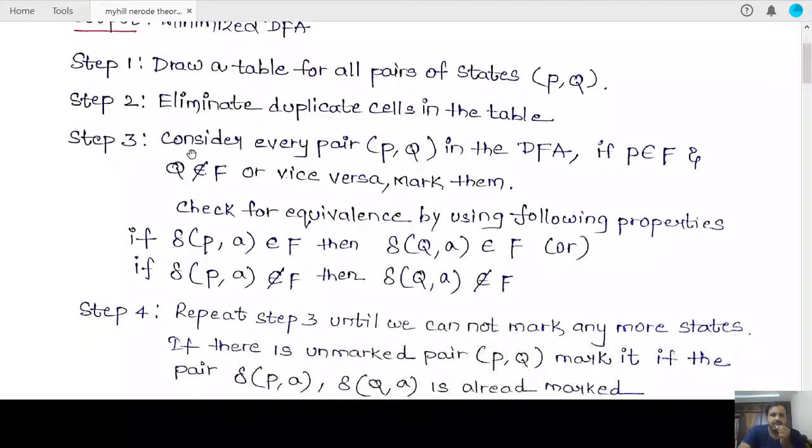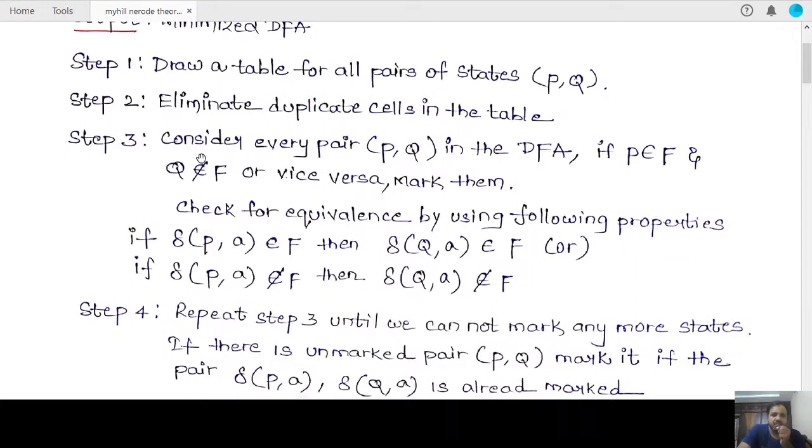Step 3 is to consider every pair p, q in the DFA, after removing the duplicate cells in the table. From that table we have to select the pair of states p, q and find whether they are equivalent or not. One way: if p is a final state and q is not a final state, or vice versa, then mark that pair p, q with a cross in the table.